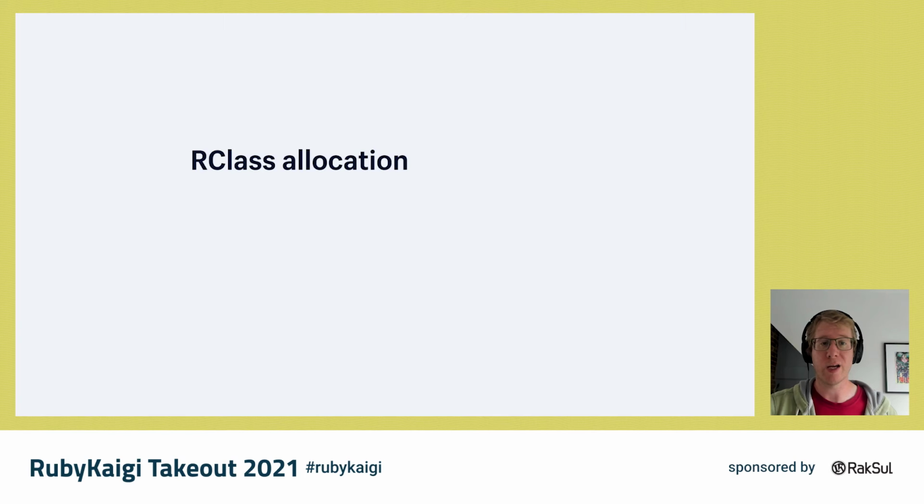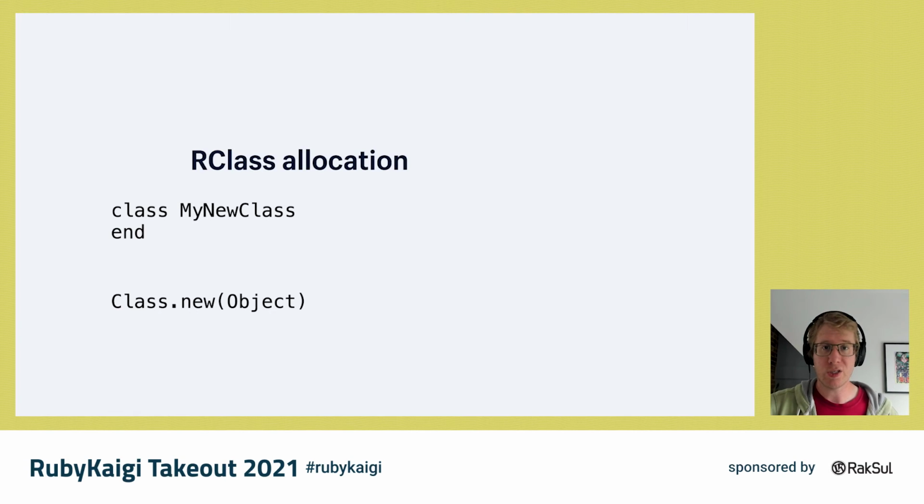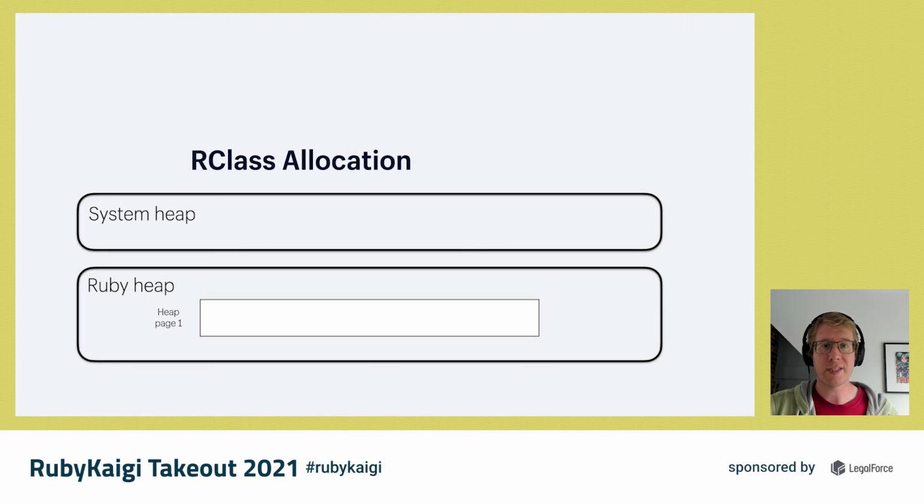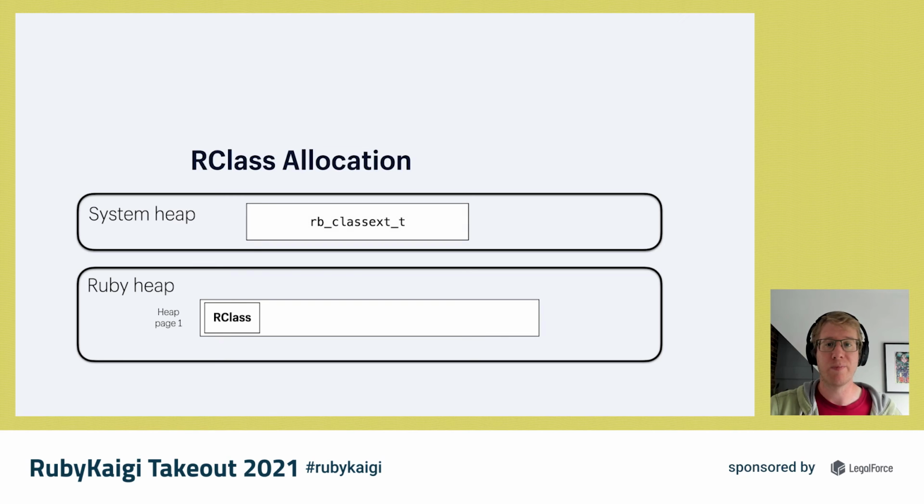We're going to talk about class allocation. These 2 scenarios both allocate RVALUEs containing class objects. A class has data attached to it: instance methods, class methods, instance variables, and so on. Ruby creates a separate data structure to store references to these, called RClassExt. It's a fixed size of 104 bytes and is allocated by malloc on the system heap.